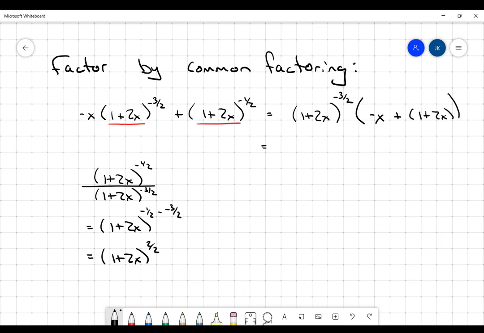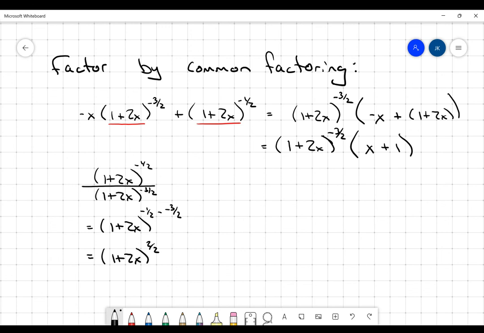Okay. And now my next step here is going to simply be, whoops, sorry, I miswrote that. I wanted to write a 2 on the top there. It's going to be negative 3 halves, and then I've got negative x plus 1 plus 2x. So that's just going to become x plus 1 when I drop those parentheses and combine like terms. And so there we go. That's the expression that we're looking for.